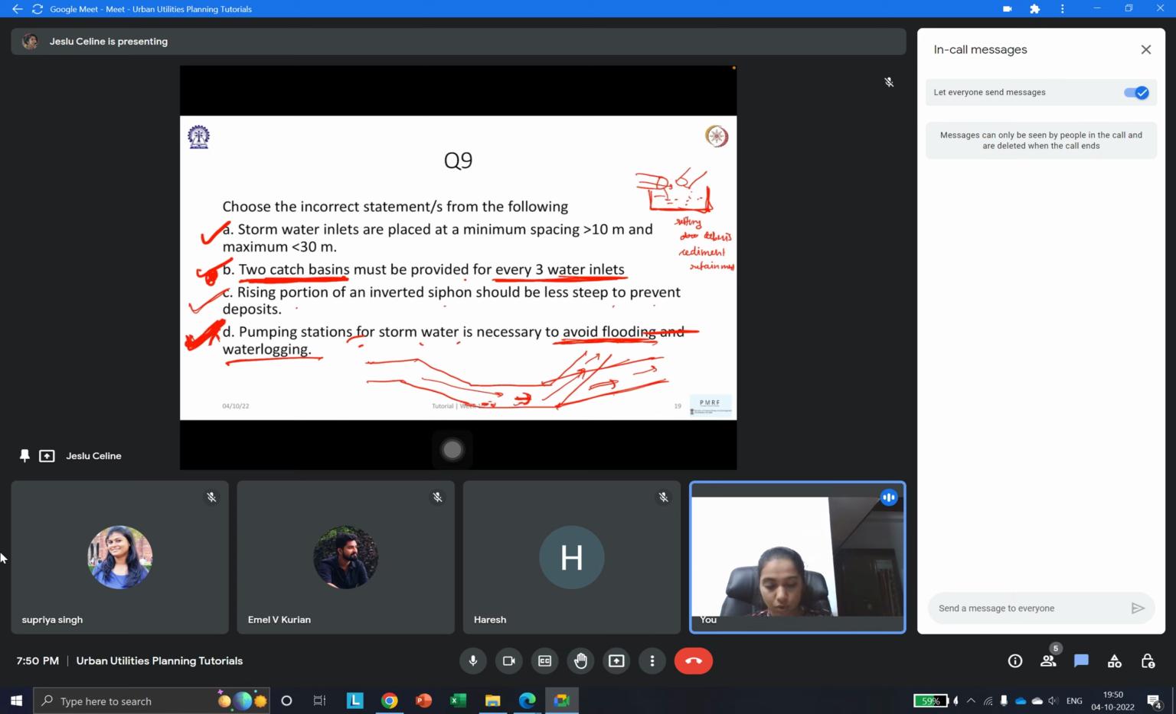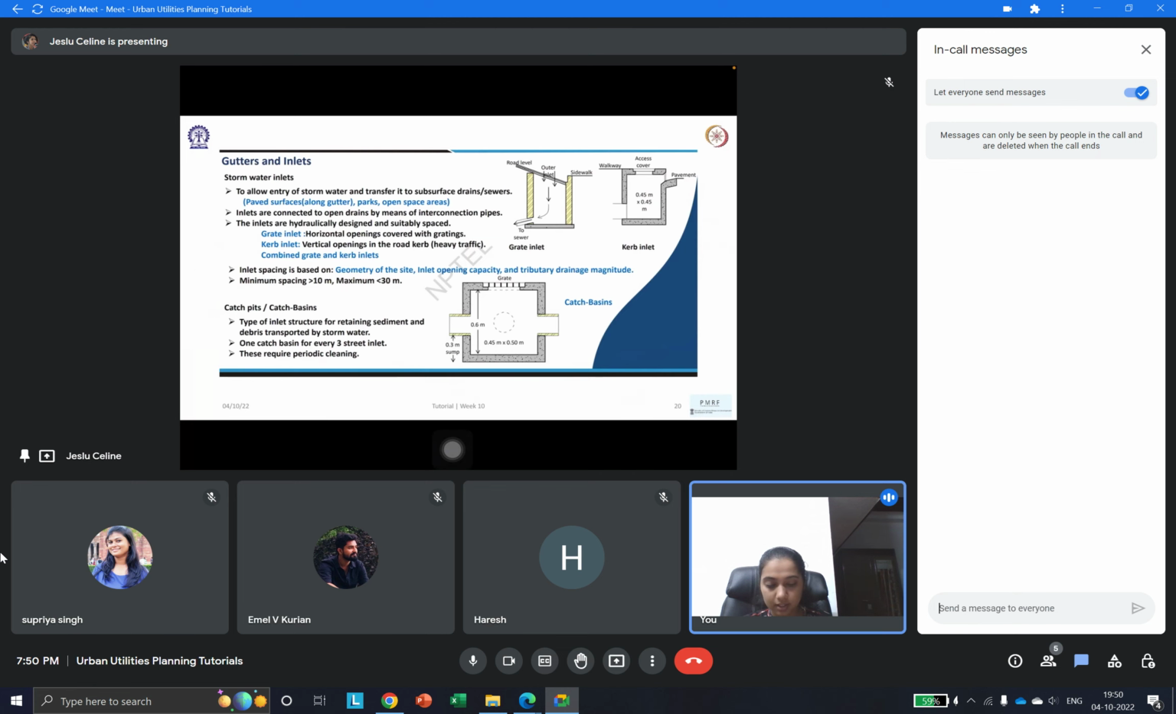Here we have to mark the incorrect statement. The answer which is wrong is: two catch basins must be provided for every three water inlets. This answer is wrong. We just need to provide one catch basin for each water inlet. It's a bit tricky because we might not notice this, but we just need one. Usually 3:1 is what we follow, that is, one catch basin for every three inlets is what is required.